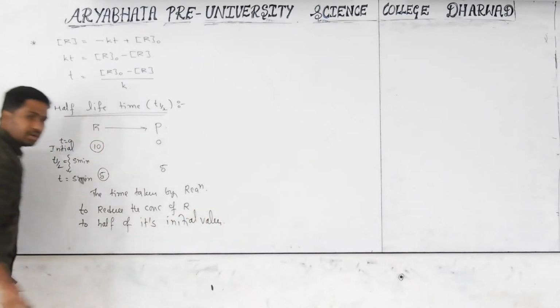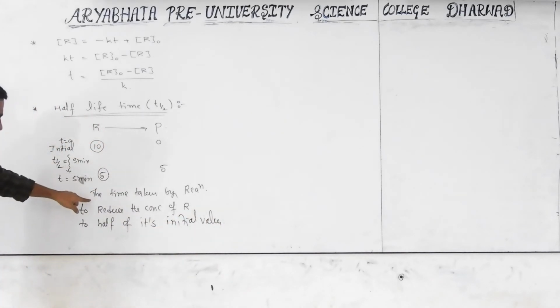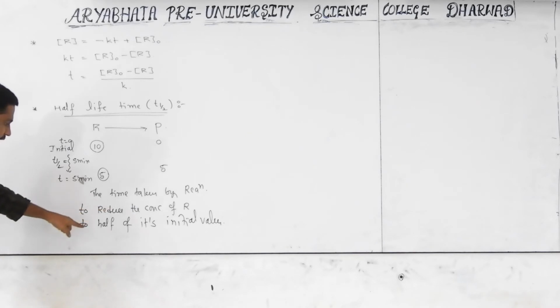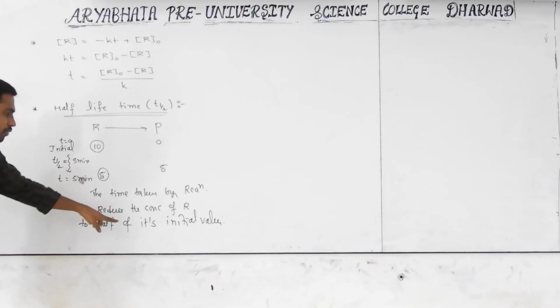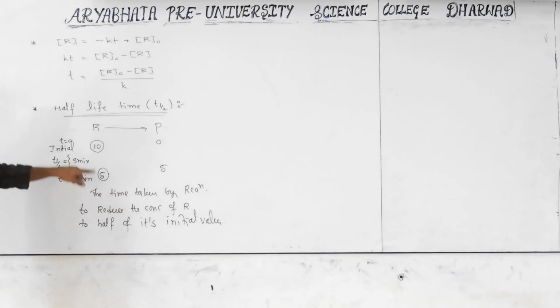Did you get my point or not? The time taken by the reaction to reduce the concentration of the reactant to half of its original or initial value. Initially 10 is there. If it becomes 5 molar, the time taken is called half-life time. For example, take 5 molar. Which time is called half-life time? 5 has to become 2.5. For this change, how much time is required? I told you, we call it half-life time.